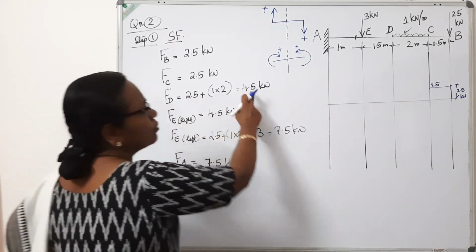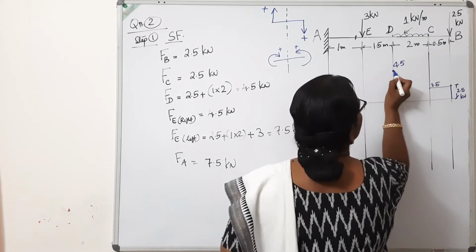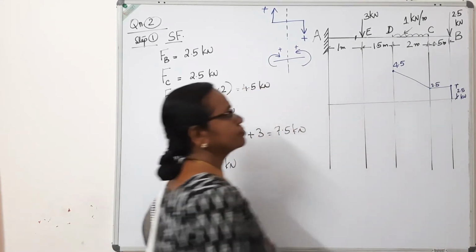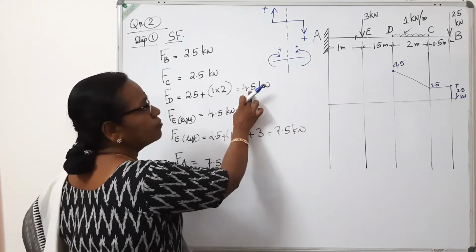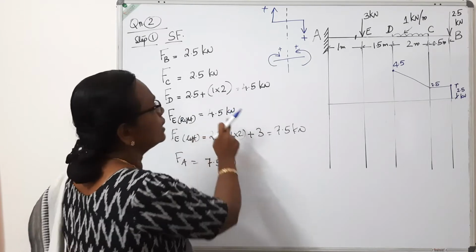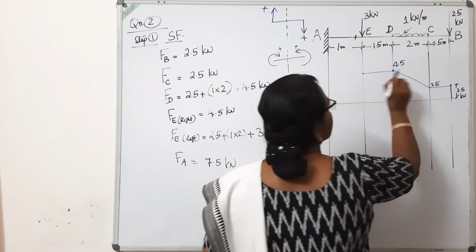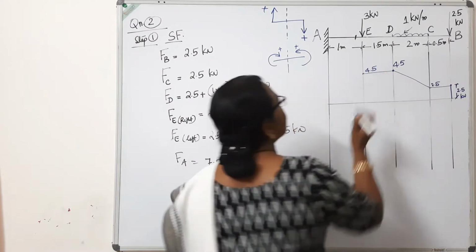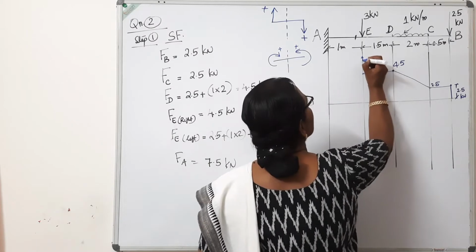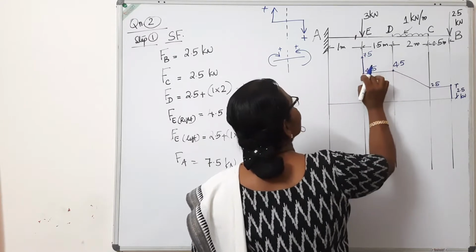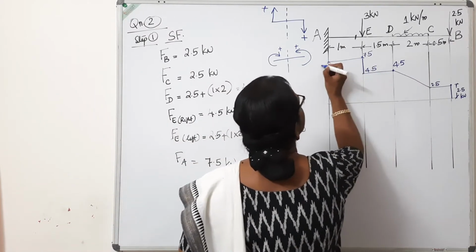Now FD, it is 4.5. At the point D, it is 4.5. Connect this 2.5 and 4.5 by a straight line. Okay, connect 2.5 at C and 4.5 at D by a straight line. Now FE right is also 4.5. So here 4.5. Since there is no load, the shear force diagram will be parallel to the base. So this is 4.5. FE left is 7.5. So from here you mark 7.5. Connect it. And FA also 7.5. From here you mark 7.5. Connect it.